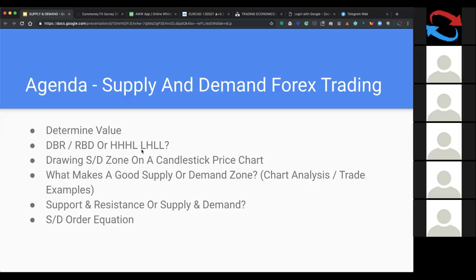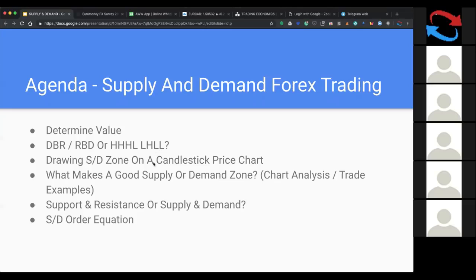It's basically just like trading support and resistance. You have to have a directional bias, and in every asset class that you're buying or selling, you really need to know how to determine value. We've got DBR, RBD, or HHHL or LHLL. Bit of a mouthful, but I'll explain that when I get to it.